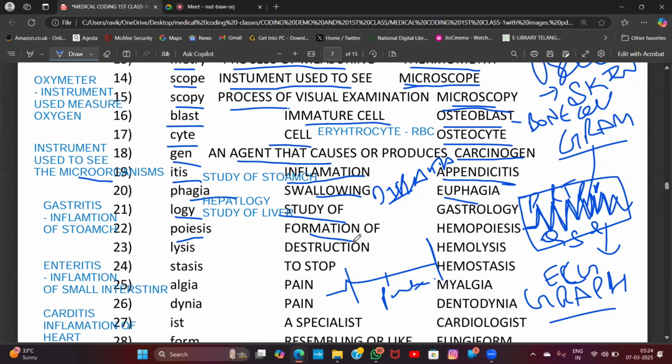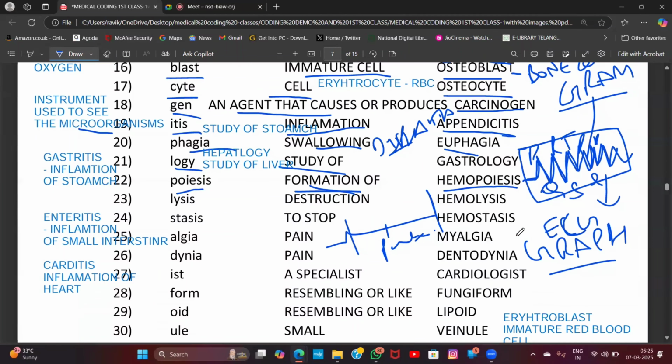Next one, poiesis. Poiesis is nothing but formation. Poiesis means formation of. Hemopoiesis. Hemo means blood. The formation of blood is called hemopoiesis.